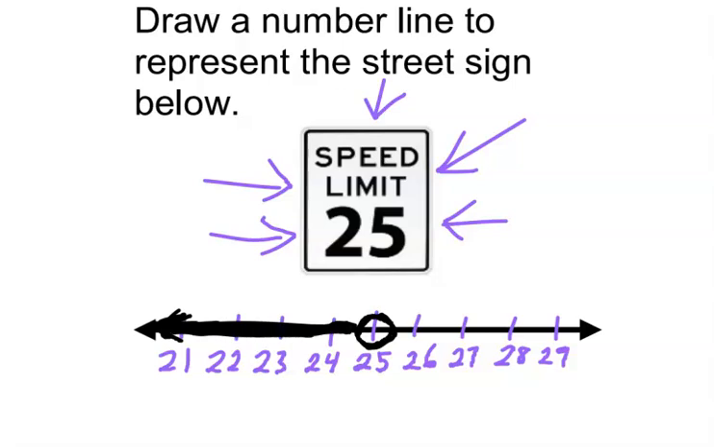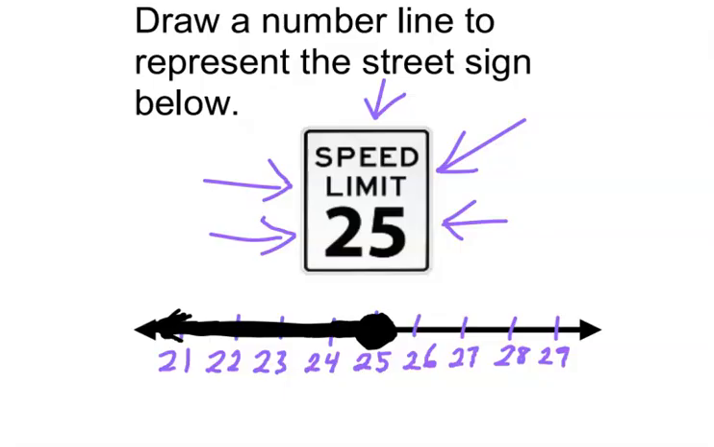Should we color in the circle? If the speed limit is 25, are you allowed to go exactly 25 without getting pulled over? Yeah, you can, so we're going to color it in. To make this number line, if the speed limit is 25, you're allowed to go 25 miles an hour or lower, and you won't get pulled over. I guess you can also go too slow, but for this math problem, you have to go 25 miles per hour or less. If you go higher than 25, you could get pulled over for speeding.